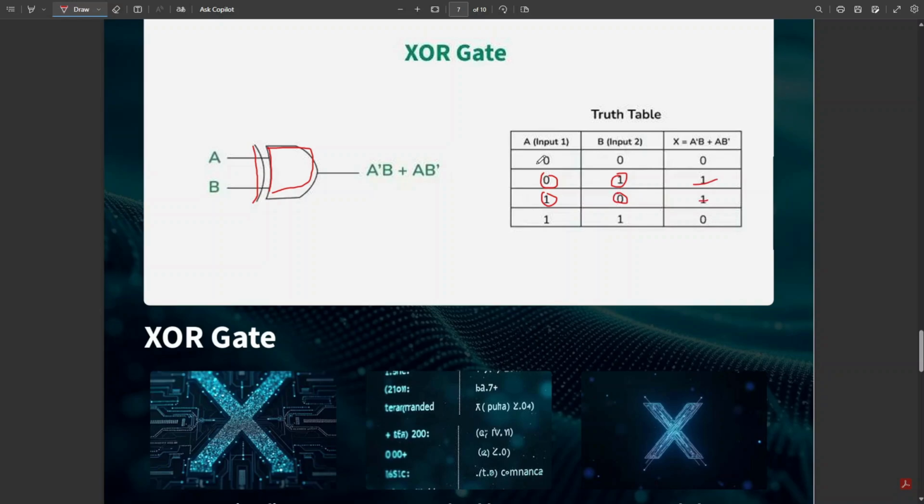When both of the inputs are the same, like we have 0 here and 0 here as well, we'll actually get a 0. Just like here as well, we have 1 here and 1 here. So like above, we'll actually get a 0.